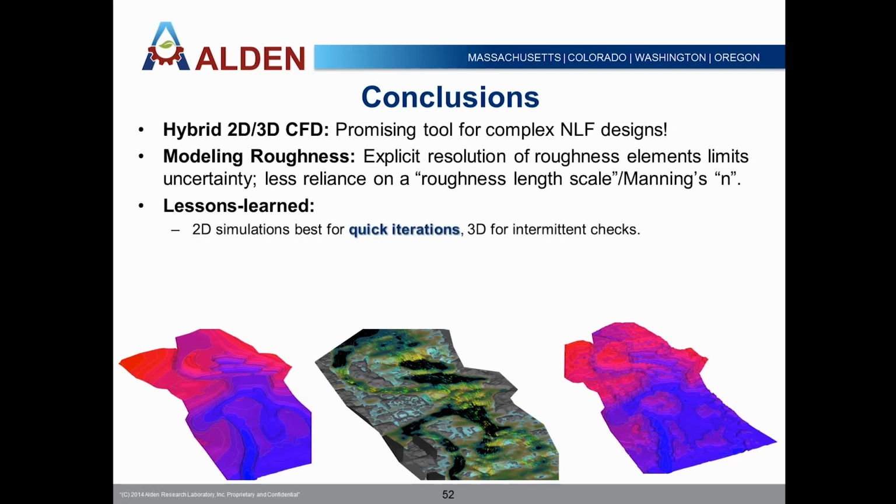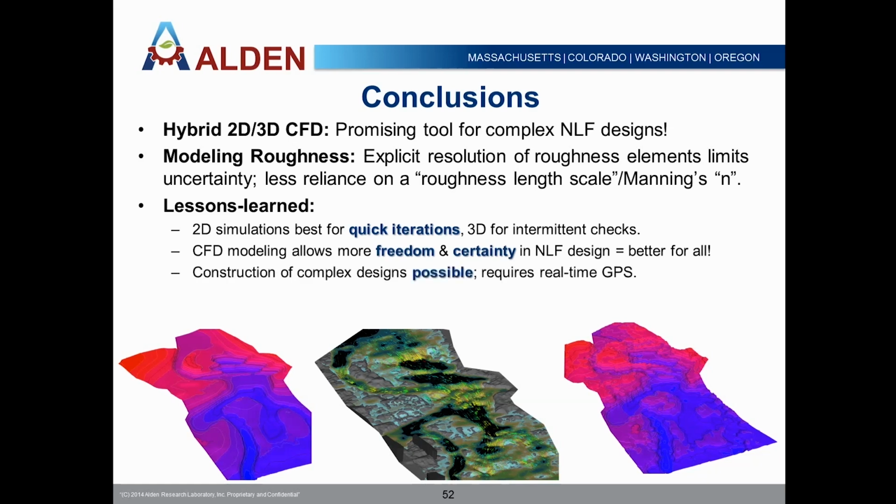Lessons learned. So the takeaways here: 2D simulation is really best for quick iterations. They're simple, but they're quick. And then the 3D is great for intermittent checks, less frequently. In doing CFD modeling, it allows us more freedom and less uncertainty in nature-like fishway design, which is better for all. And it allows complex designs to be possible.